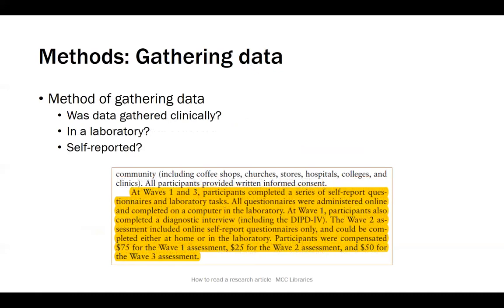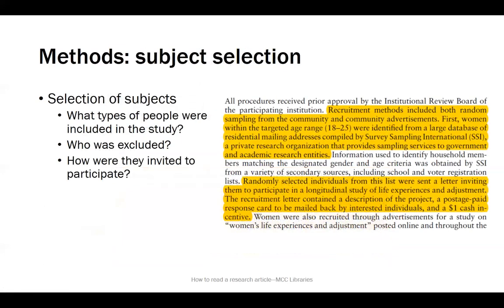So the methods of gathering data. Was the data gathered clinically? Was it gathered in a laboratory? Was it self-reported? Research the data gathering methods used and learn about their advantages and disadvantages. Depending on whether it was gathered clinically, in a laboratory, or self-reported, depending on the type of study, that can make a difference. So how did they select their subjects? What type of people were included? Who was excluded? How were they invited to participate? Thinking about how subjects were invited to participate is an important part of determining if a study shows certain biases, such as self-selection bias, because you don't want to use a study where the people picked the people they were going to use in the study, because then it's not unbiased. You also want to know if any money was given, whether they had an interest, or if they had an incentive to participate.